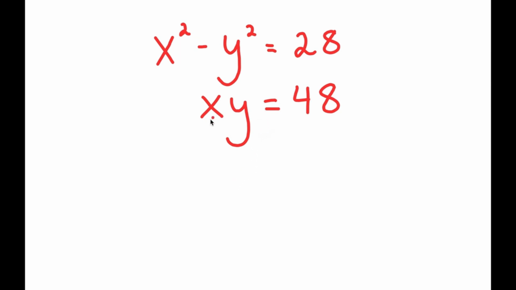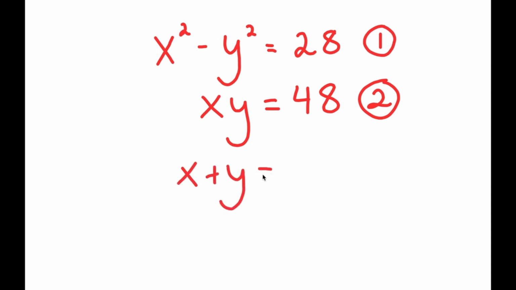Alright, so in this system of equations, I have x squared minus y squared is equal to 28, and x times y equals 48. So I'm given two equations. Let's just say that this is equation 1 and this is equation 2. What I want to do is find the value of x plus y. And finding this is fairly simple when we find the value of x and the value of y.